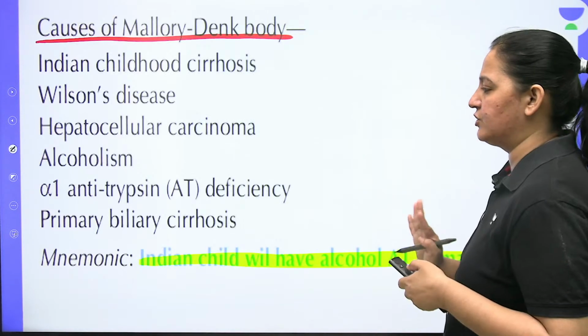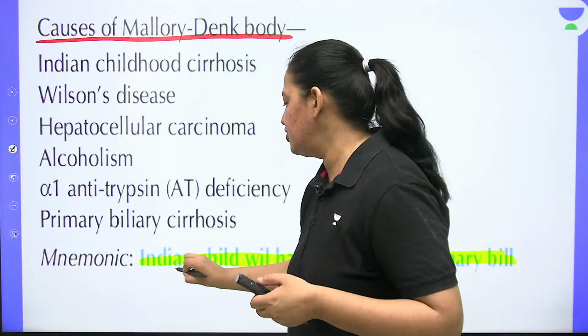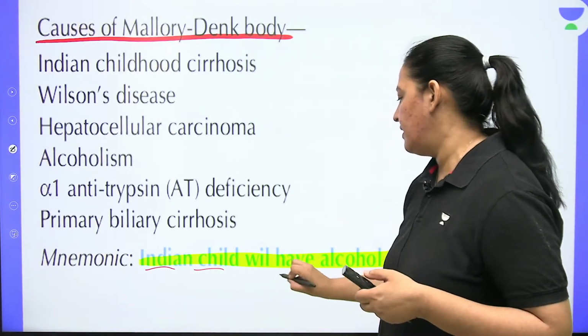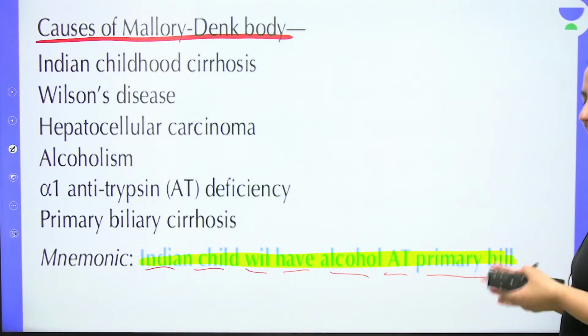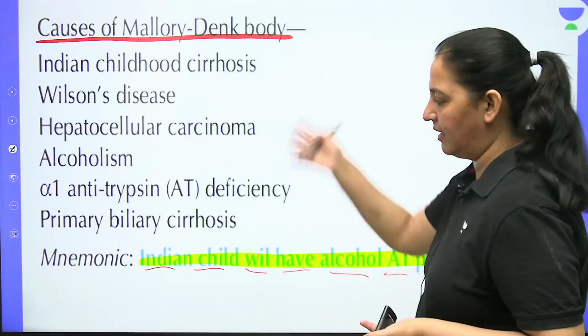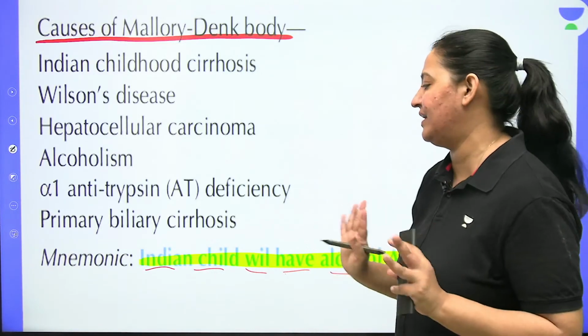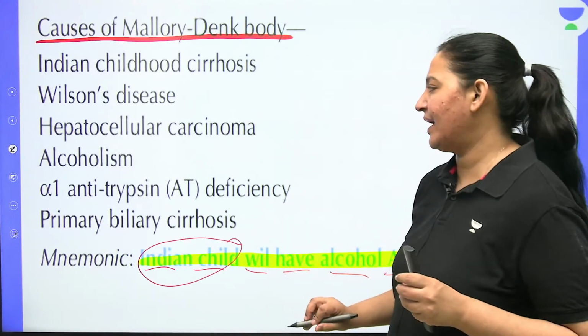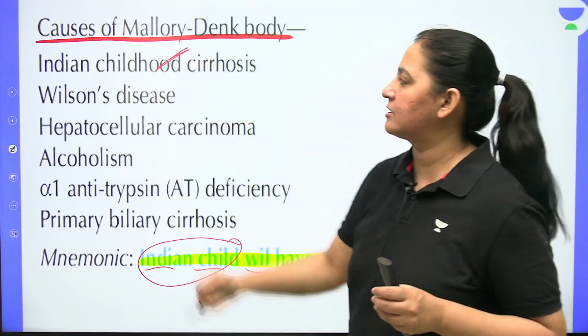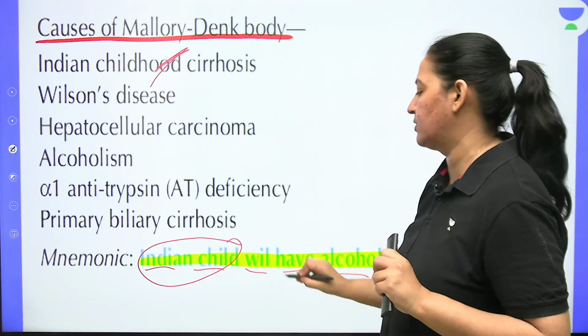So the mnemonic is in front of you. The mnemonic is Indian child will have alcohol at primary bill. So it is a mnemonic. If you like it, you can learn it. Otherwise, learn the list as it is. But you have to learn the list for Mallory-Denk bodies. Okay. So see the mnemonic: Indian child stands for Indian childhood cirrhosis, the first type of cirrhosis.